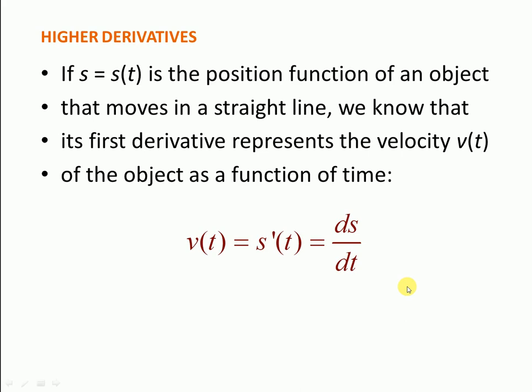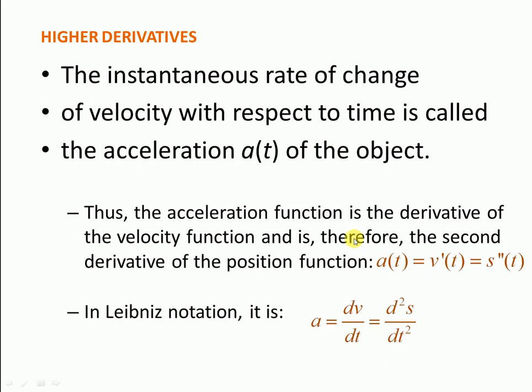Now when we take the first derivative, it will give you the velocity of the object, and if we take the rate of change of that velocity with respect to time, we will have something called the acceleration function a of t, and a of t now is the second derivative of the position function. So remember, the acceleration is the rate of change of the velocity, or the second derivative of the position function.